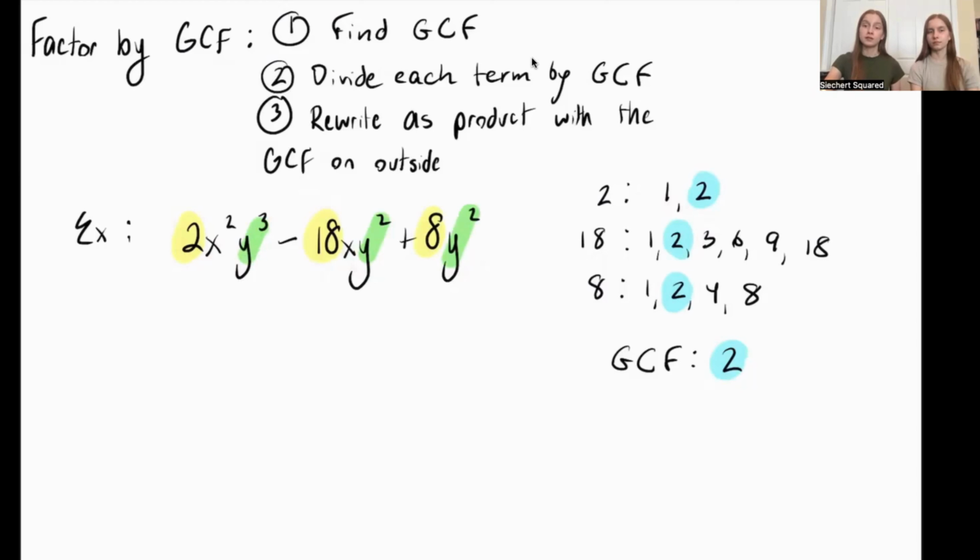And remember, the way to know what exponent it gets is to compare the exponents and take the smallest exponent, which in this case is the exponent of 2. So you're going to also have y squared in your GCF. So we have the GCF, we're good.